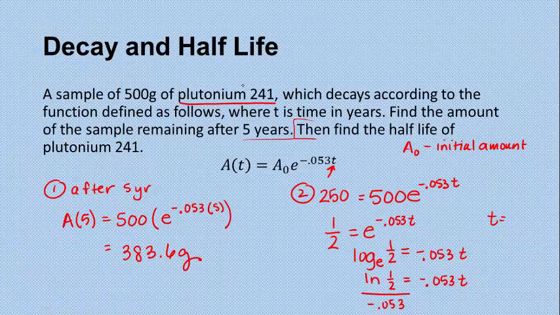Let's type it in. The natural log of 0.5 divided by negative, and make sure you close your parentheses there, guys, negative 0.053. So I'm typing that in, natural log. I use 0.5 instead of 1/2, but it doesn't matter. And it tells me that it takes 13.08 years. So this was measured in years. So it takes just over 13 years for this particular 500 grams, or any sample size, to decrease to half of its quantity.